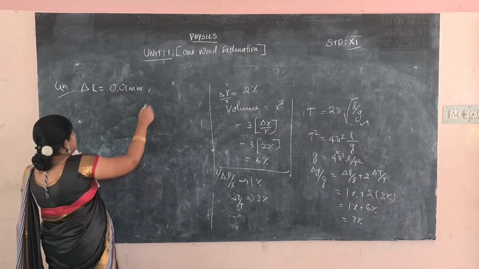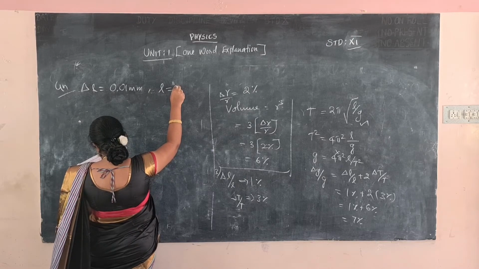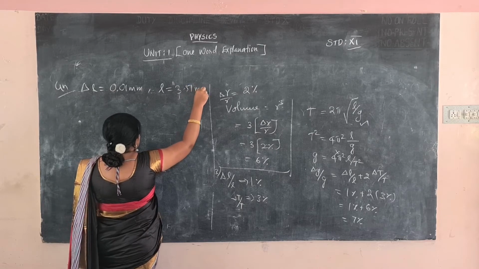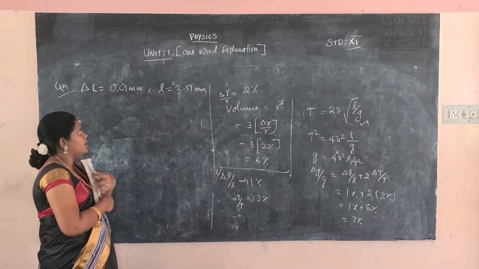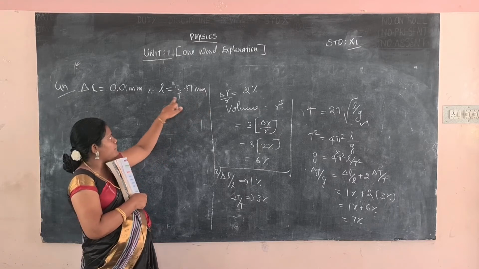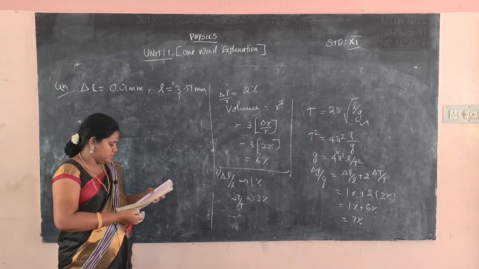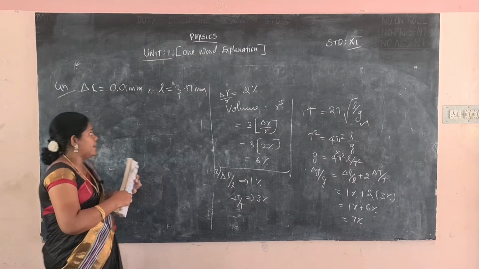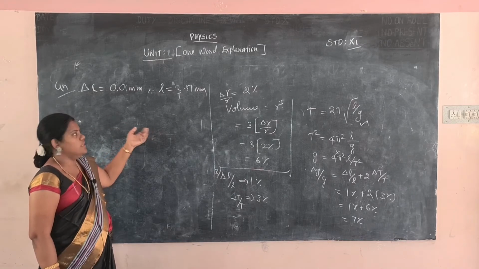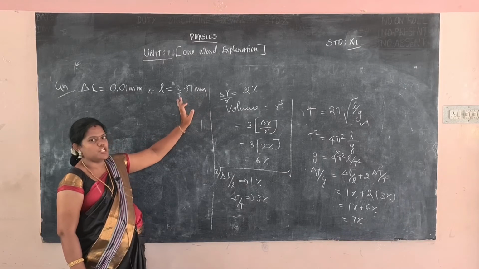The length of the body L is equal to 3.51 millimeter. In your book it is just mentioned as 3.51 meter, so you have to change it: the L value is 3.51 millimeter. Okay, clear? Because the options are given so, the value has to be considered as millimeter or meter. So you have to change meter to millimeter in your book.